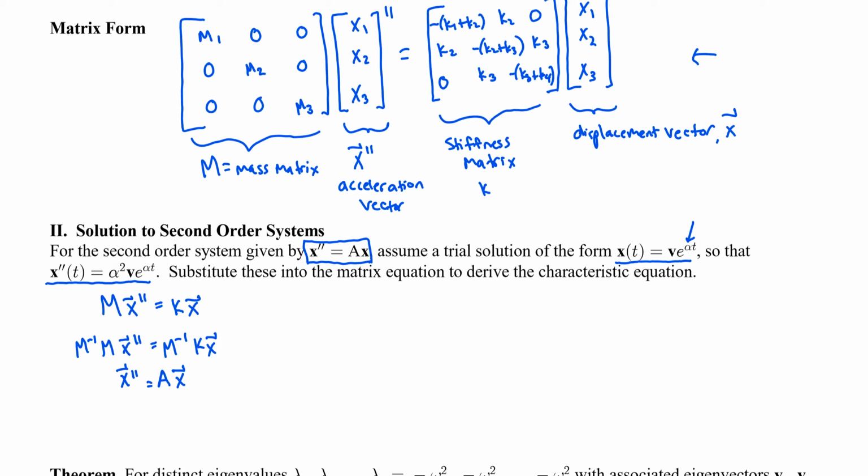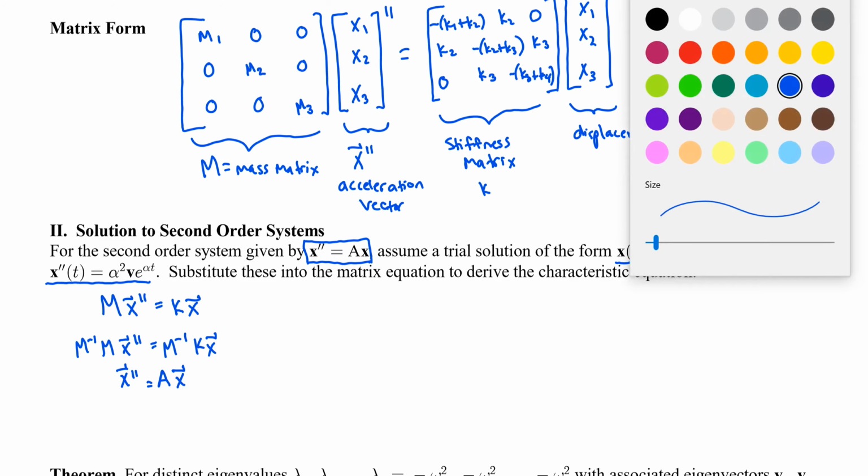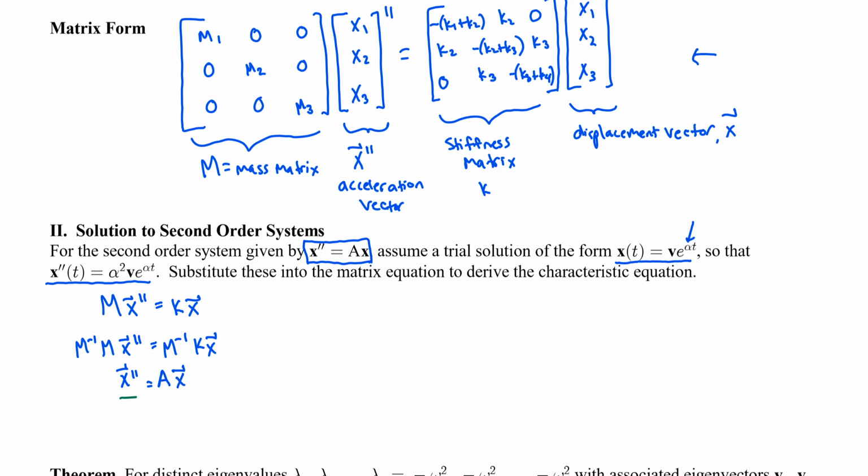We want to substitute this into the matrix equation, and from that we will derive our characteristic equation. So plugging this into our matrix equation, x double prime is alpha squared times vector v e to the alpha t equal to matrix A times x. Remember, x was v e to the alpha t. Notice we can divide both sides by e to the alpha t because it's never equal to 0, and we end up with alpha squared v equals A times v.